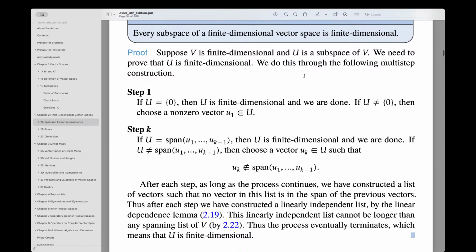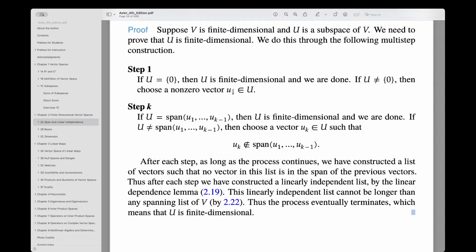Let's say we pick, first, U1 that's in U. And then we choose another U2 such that U2 is not in the span of U1. Since U2 is not in the span of U1, that means U2 and U1 are linearly independent. Now pick a U3 such that it's not in the span of U1 and U2. Since U3 is not in the span of U1 and U2, U1, U2, U3 is linearly independent. And then you repeat this process until U is spanned by some vectors which form a linearly independent list.